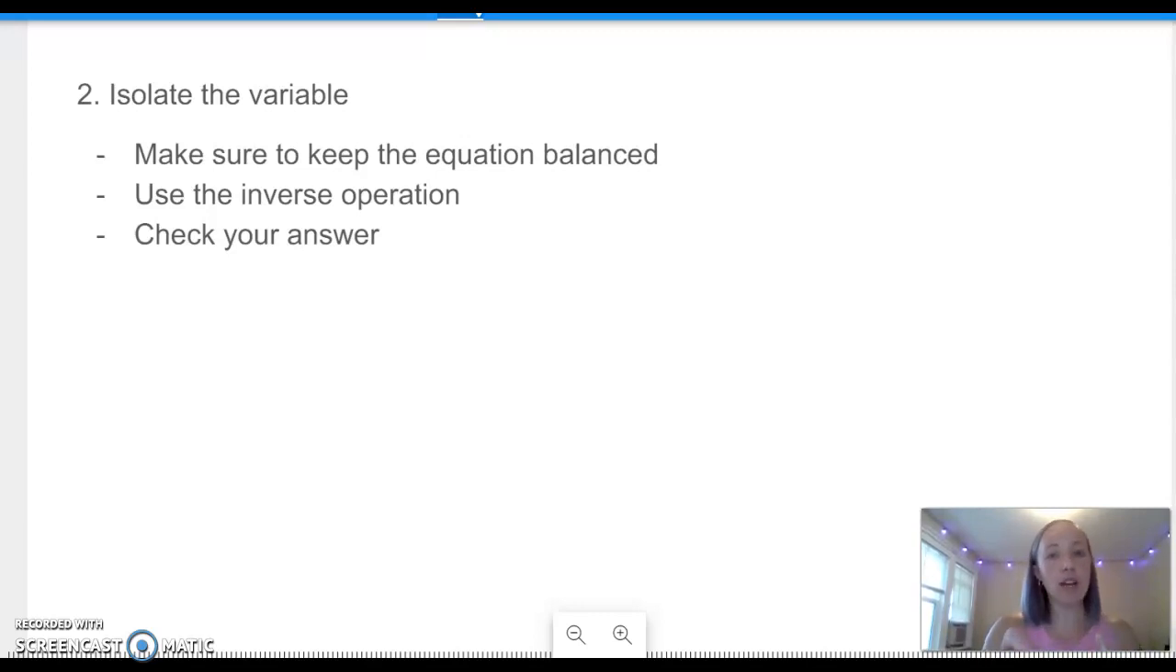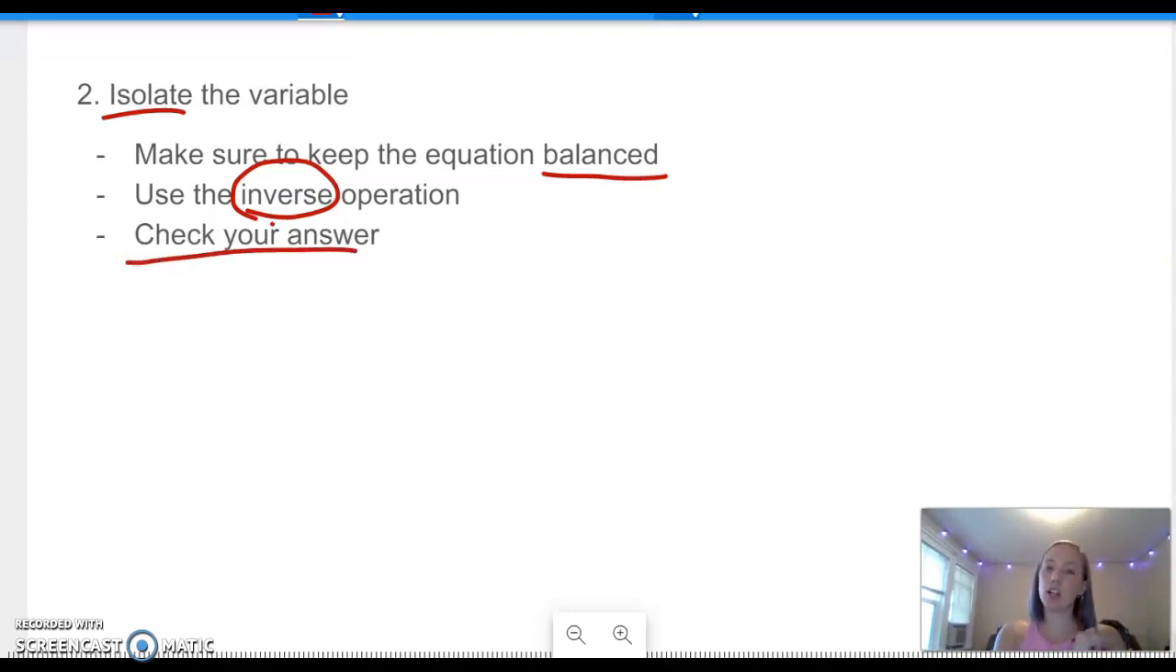So when we isolate the variable, meaning getting it by itself, we want to make sure that we are keeping the equation balanced, meaning if we do it to one side, we do it to the other. I can't just take away or add something to one side because then it'll get all lopsided. So we need to make sure we do it to both sides. We need to use the inverse operation, meaning the opposite operation. So adding and subtracting are inverses. Multiplying and dividing are inverses of each other. And then at the end, checking our answer.